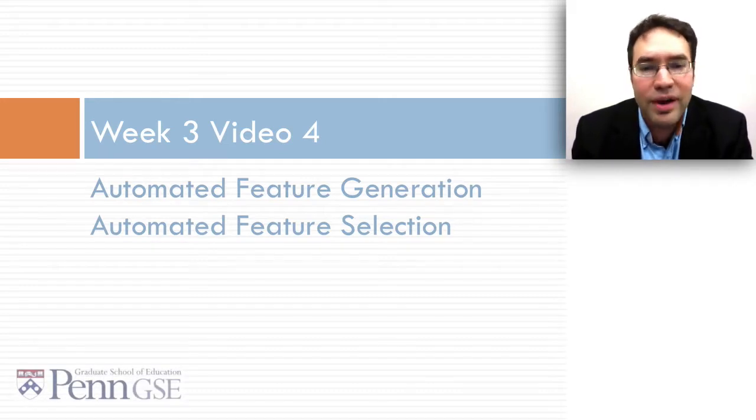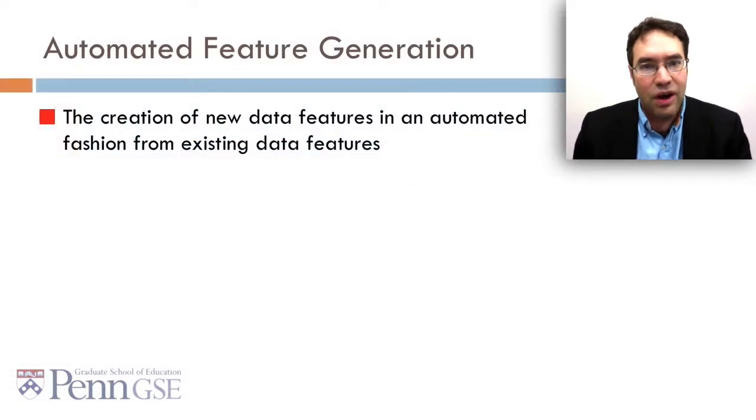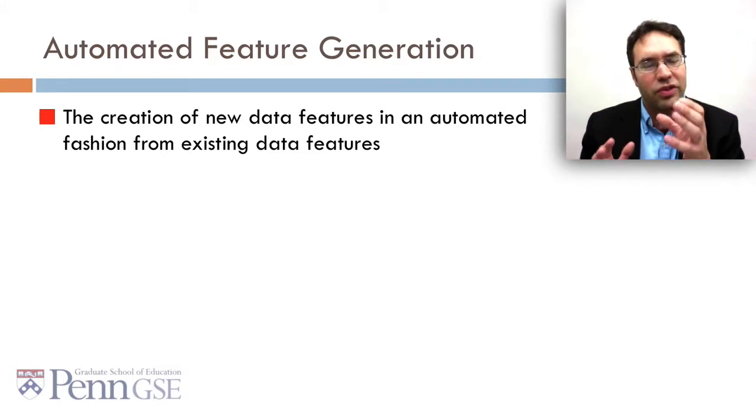Today we're going to talk about automated feature generation and automated feature selection. Automated feature generation is the creation of new data features in an automated fashion from existing data features.